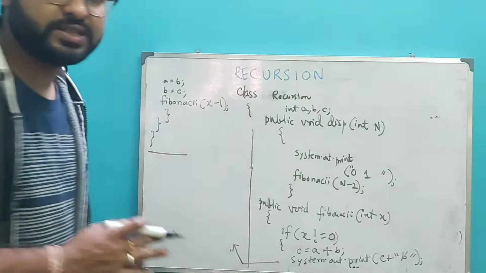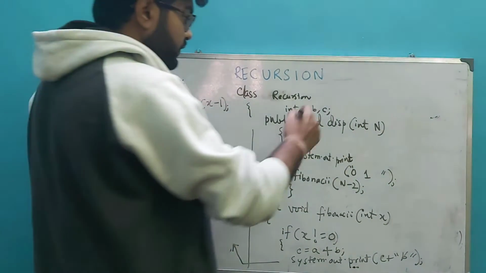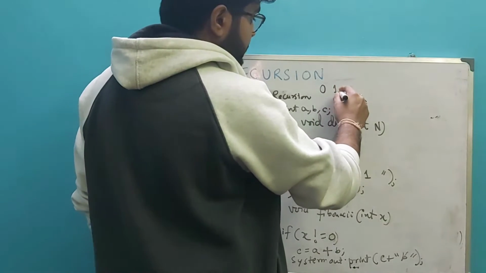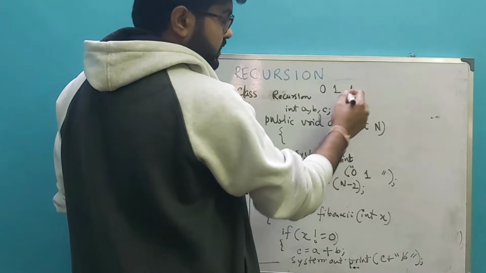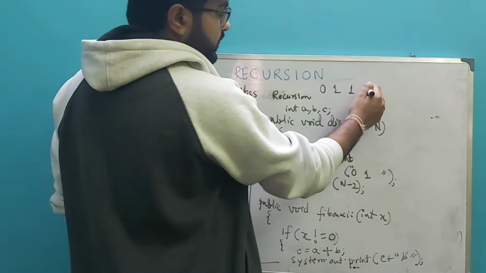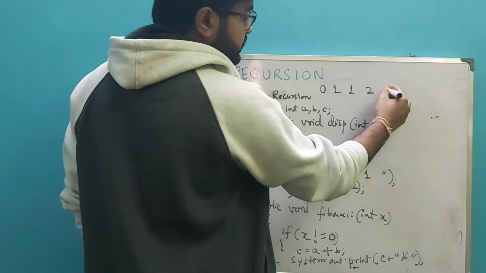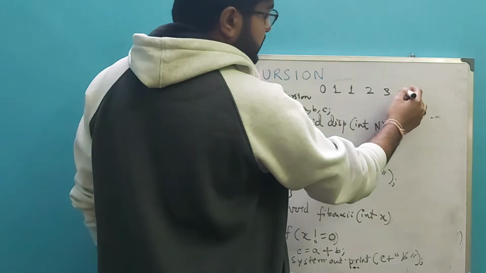Fibonacci series is a series of numbers in which the first term is 0, the second term is 1, and the third term would be the sum of the previous two terms. So 0 plus 1 is 1. The next term would be 1 plus 1, 2. The next term would be 2 plus 1, 3. The next term would be 2 plus 3, 5.